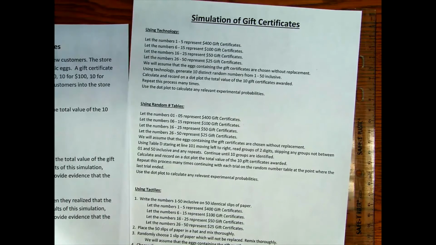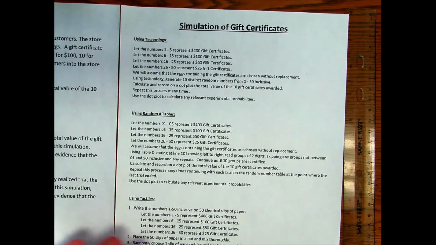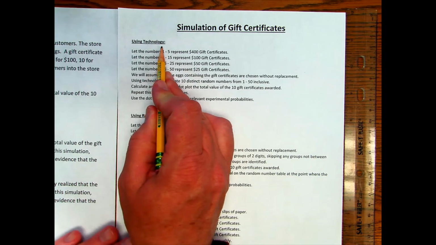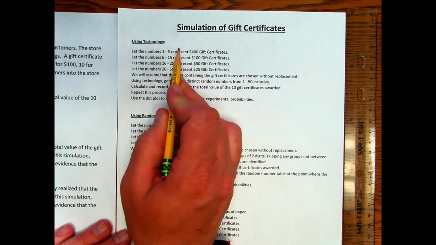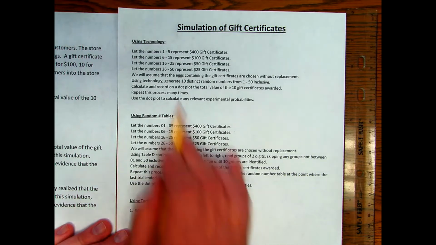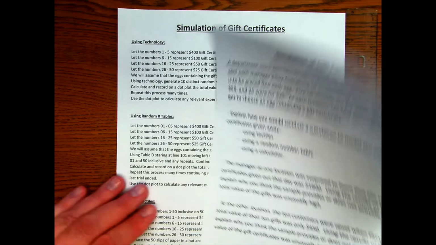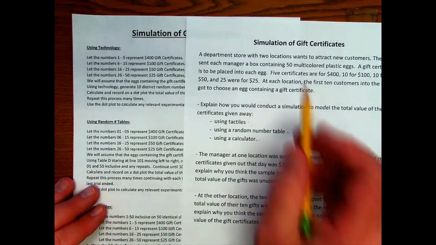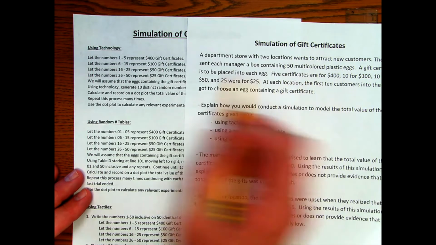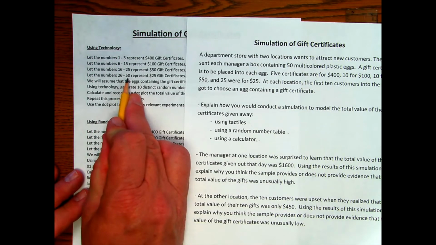All right, so here is one way that we could attack each one of these. If we were to do this using technology, which would be the generic term for basically using the random number generator on our calculator, what we need to do is figure out a way of letting the numbers represent the different values of the gift certificates. So we have a grand total of 50 multicolored eggs. It would make sense to use the numbers from 1 to 50, that should be pretty clean.